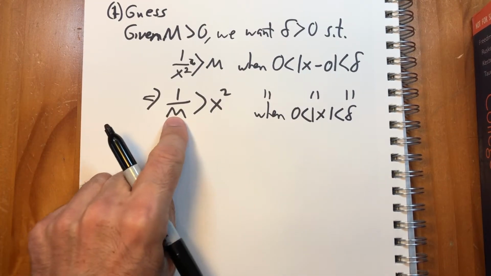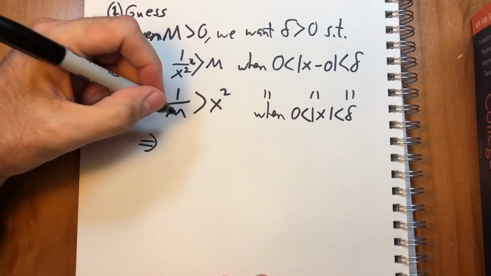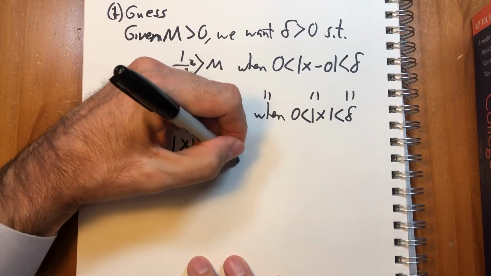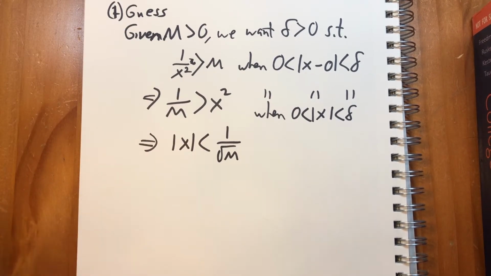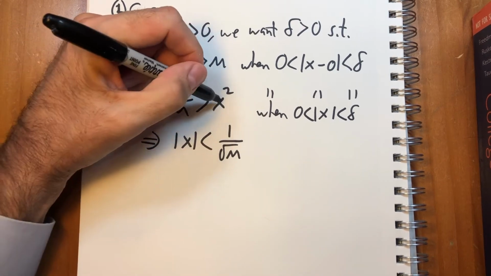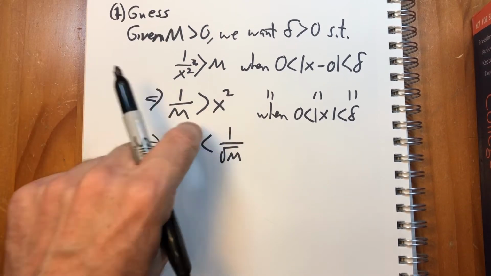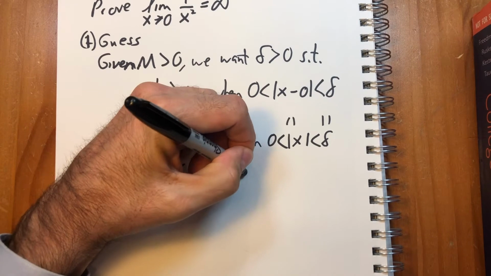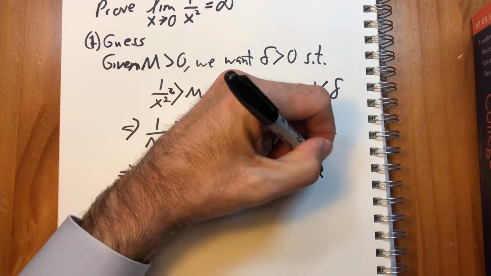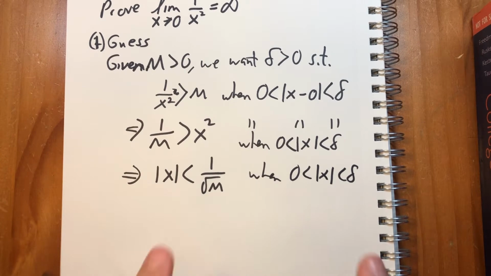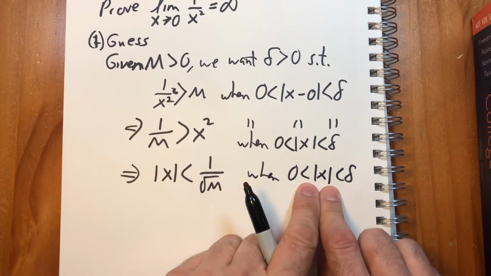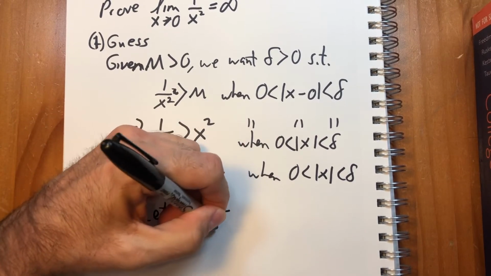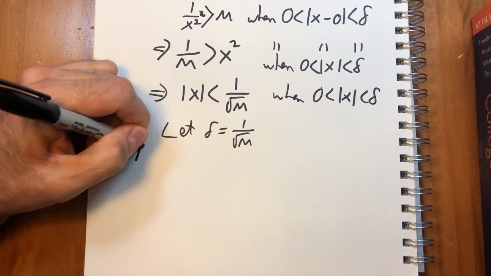So now if we just take the square root of both sides, and I'm just going to flip it around. If we take the square root, we have the absolute value of x is less than 1 over the square root of m. We can say the absolute value of x because whether x is negative or positive, if we square that, it's going to be x squared, right? It doesn't matter. So the absolute value of x is going to be less than 1 over the square root of m, again, when 0 is less than the absolute value of x is less than delta. And now we've done what we need to do, because here's absolute value of x, here's absolute value of x. So if we set delta equal to 1 over the square root of m, then this should work. Okay, that's our guess. So now we have to prove it.